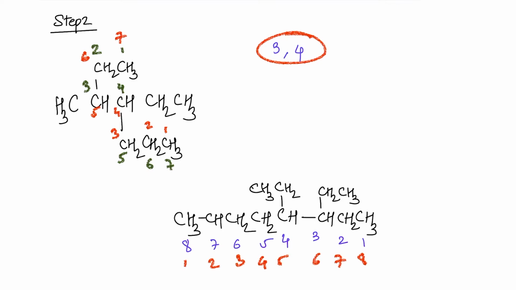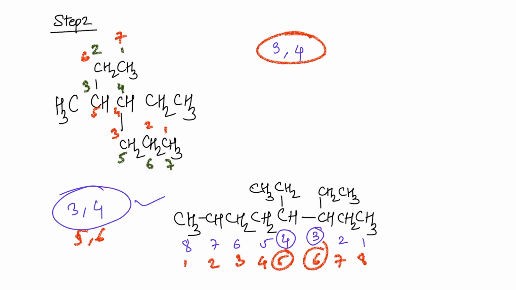If I use the numbering in blue, what are the substituents? There is a substituent at 3 and a substituent at 4, meaning this will give me substituents at 3, 4. Whereas, if I use the one in red, there is a substituent at 5 and there is a substituent at 6. Again you can guess that this one will be better. Okay, so, I am going to start numbering the chain from this end, not from the other end.